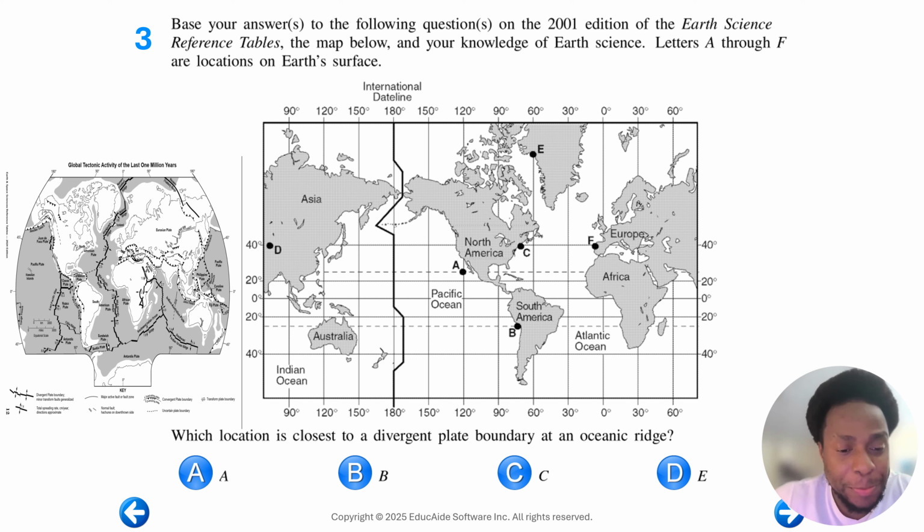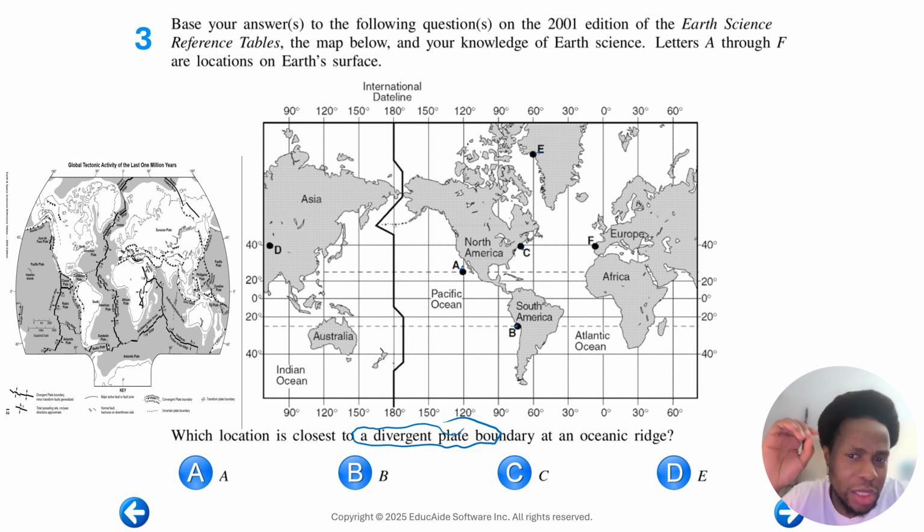Question number 3. Which location is closest to a divergent plate boundary at a mid-oceanic ridge? So we have several locations here. We have location A, location B, C, E, D, F. So it's asking out of all of these locations, which one is close to a divergent plate? So let's take option A. Option A is right on the edge of North America. So this is North America, right on the edge of North America.